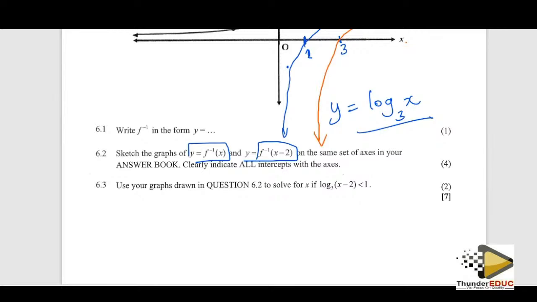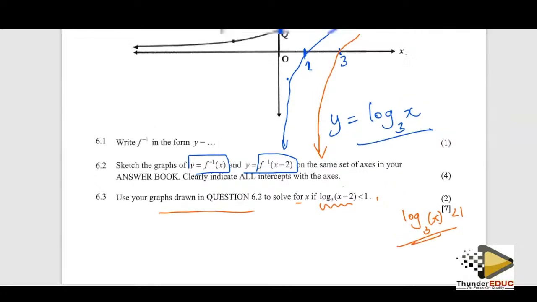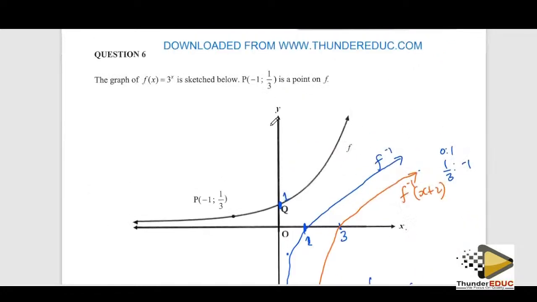All right, so use your graphs to solve x if the log is less than 1. So the question we need to ask ourselves, from the original, is log 3x less than 1, where do we find the inverse to be below 1? If the inverse is below 1, remember this one is representing the y. So let me go to the original graph, which says f of x is equal to 3 to the x.